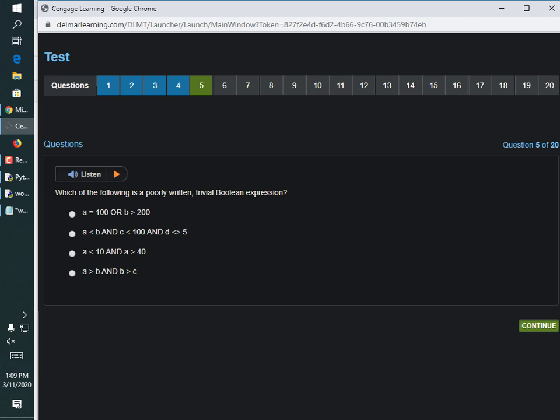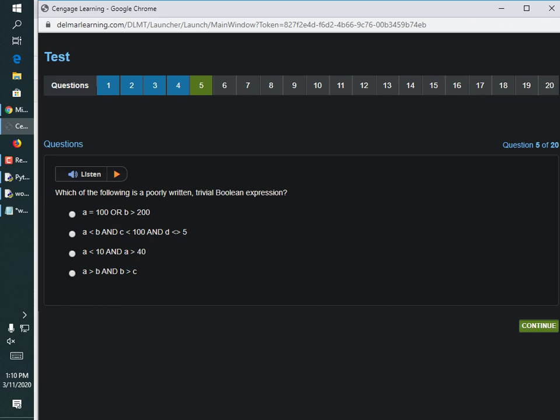I hope I don't get one of these wrong and then have to hang my head in shame. But if I do, we'll figure it out. Which of these is trivial? That's the key word I kept looking for. A trivial expression is one that's always true. A equals 100 or B greater than 200. That's not trivial.